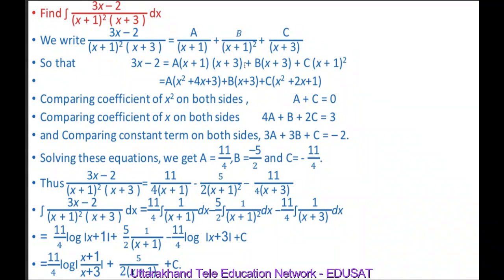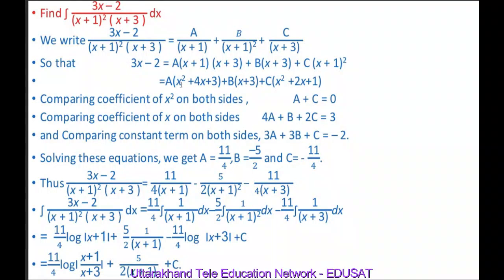So multiply these two, so we will obtain x square plus 4x plus 3. This is x plus 3. Open the square, x square plus 2x plus 1. Now we will find the values of these a, b and c. So first of all, equate the coefficient of x square on both sides. Here we don't have the term containing x square, so the coefficient of x square this side is 0.